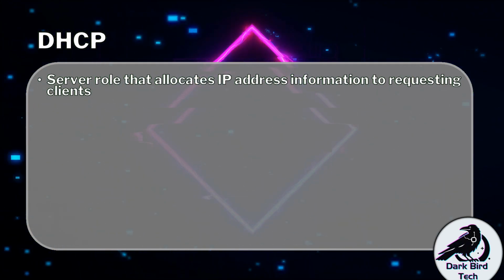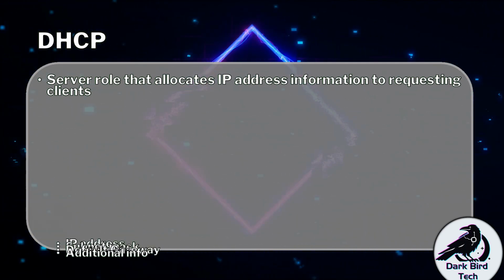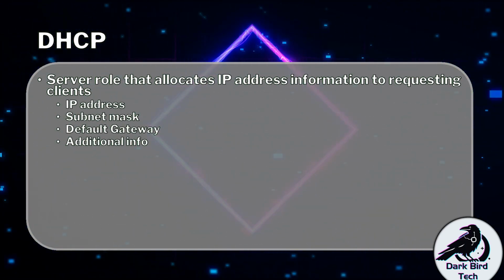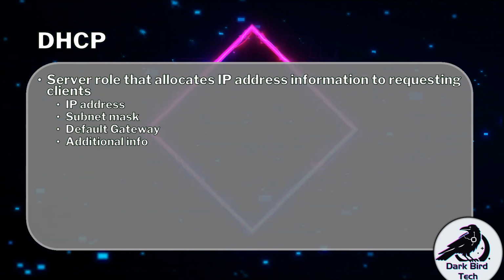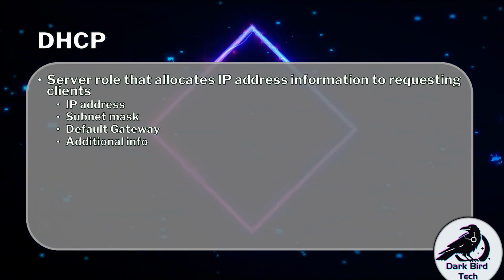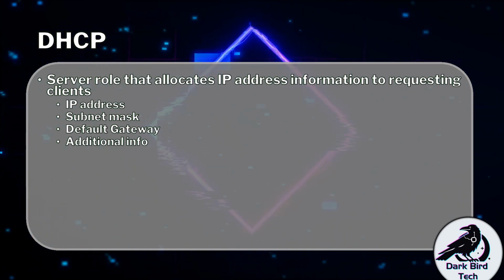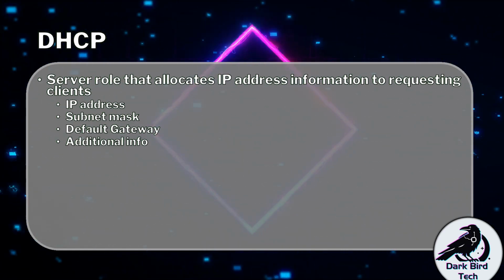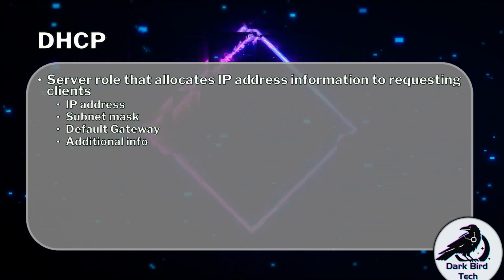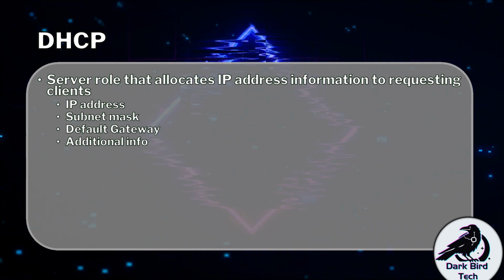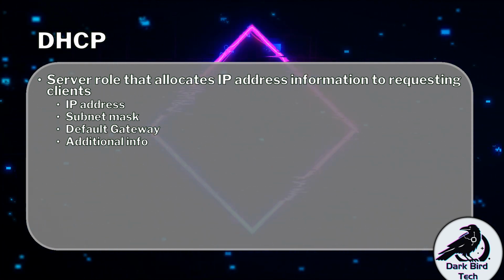So DHCP is a server role that will be able to allocate IP address information to clients that request it. The IP address information that gets given out is a unique IP address for that client that hopefully no one else in the network has, a subnet mask to go with it to define the network and host address portions, the default gateway for that IP subnet, so if somebody needs to get traffic routed to other IP networks, they know exactly who to forward it to.